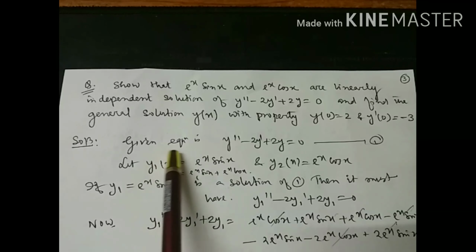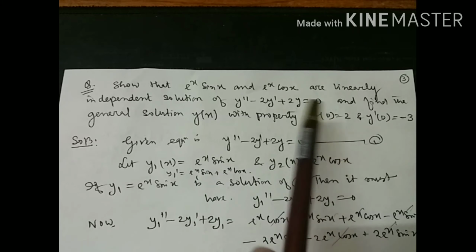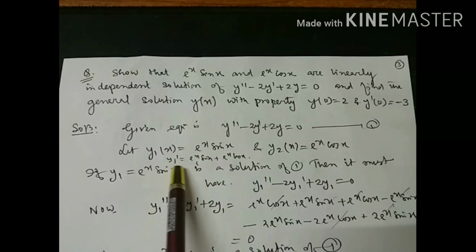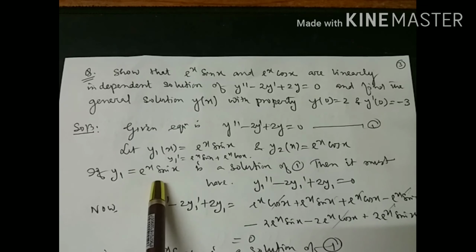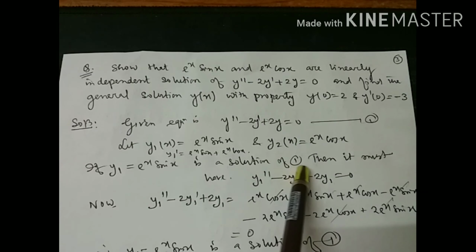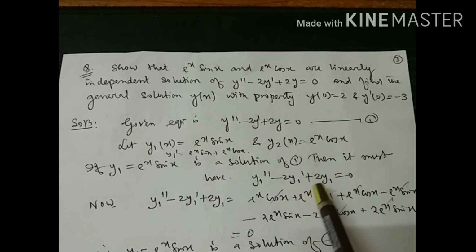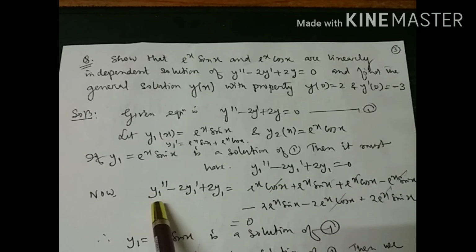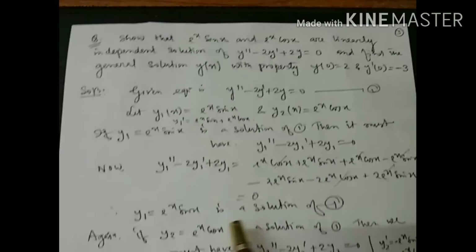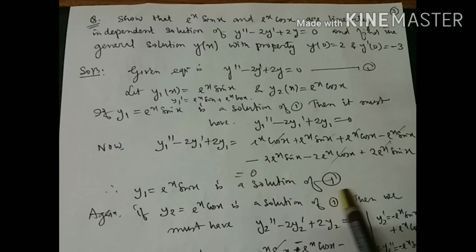Same process. The given equation is this. We are taking y1 of x equal to e to the power x sin x and y2 of x, these two functions. So we are differentiating, y1 dash and y1 double dash. If y1 is a solution of 1, then we must have y1 double dash minus 2 y1 dash plus 2 y1 equal to 0. After putting the values of y1 double dash, y1 dash and y1, it becomes 0. So you can say that y1 equal to e to the power x sin x is a solution of 1.